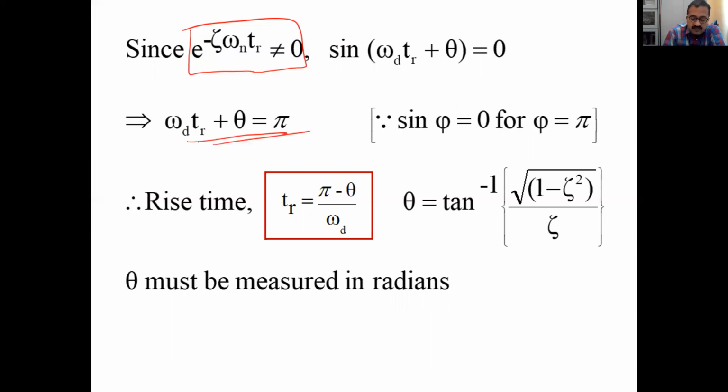So what will be rise time tr from this? Pi minus theta divided by omega d, where theta is tan inverse of root of 1 minus zeta square by zeta. That will be the rise time for an underdamped second order system. You have to remember these expressions. That's important. Rise time tr is pi minus theta divided by omega d.